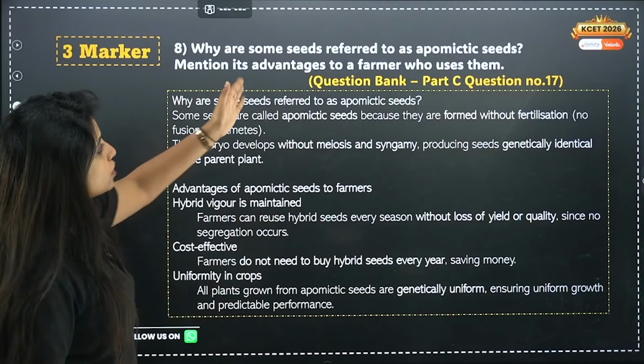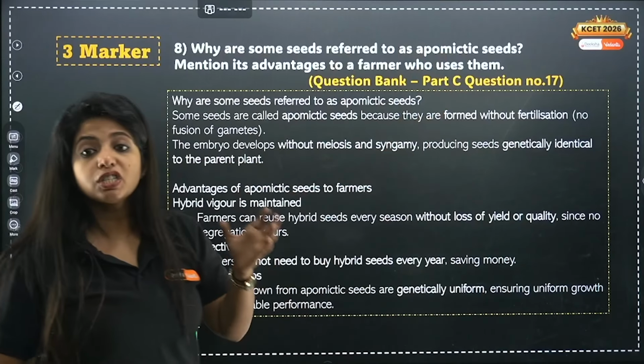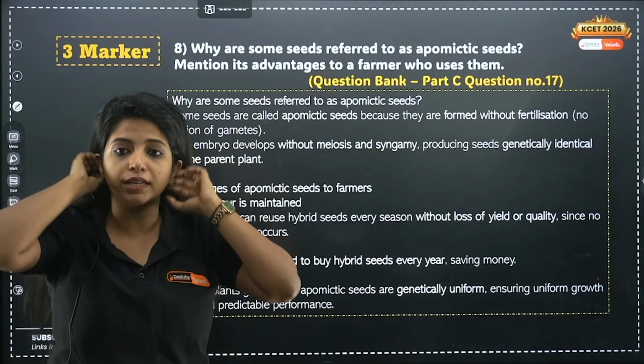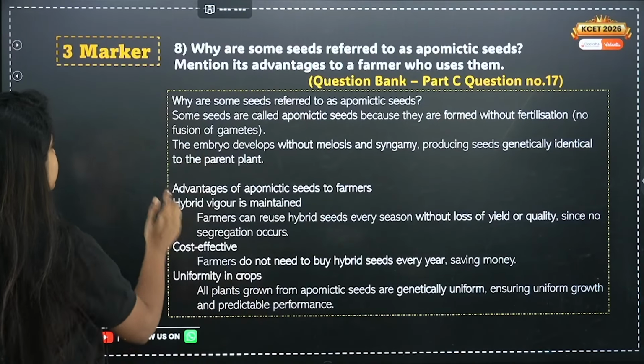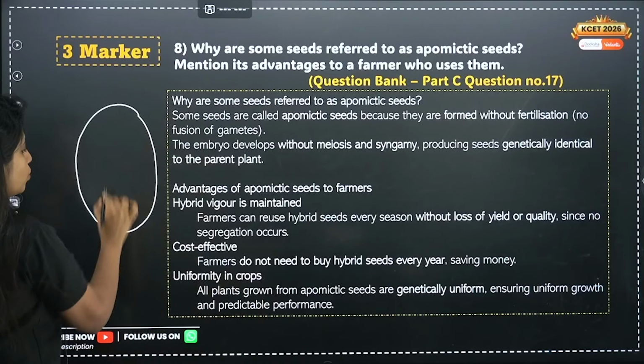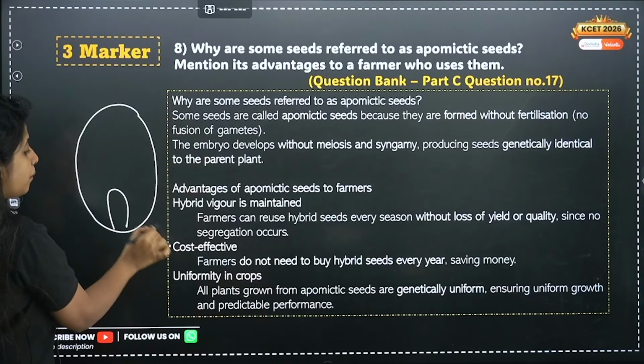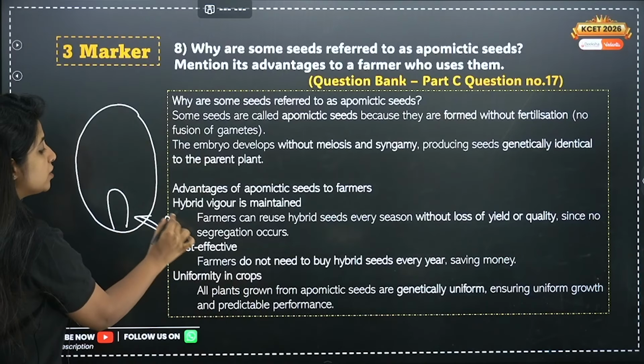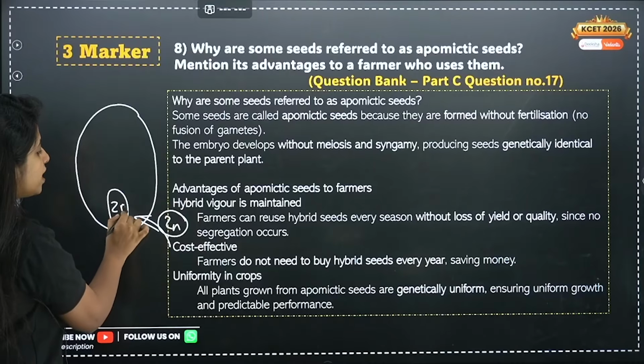Now, why are some seeds referred to as apomictic seeds, and mention its advantages to a farmer who uses it? So why are some seeds known as apomictic seeds, my dear children? Usually what happens, you have the female gamete, and the female gamete fuses with the male gamete to form a diploid zygote. But over here, the gamete is already diploid in nature.